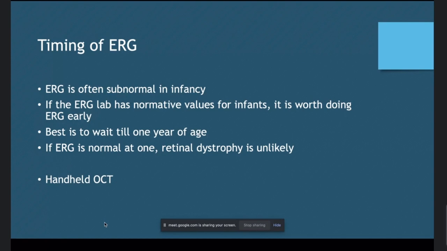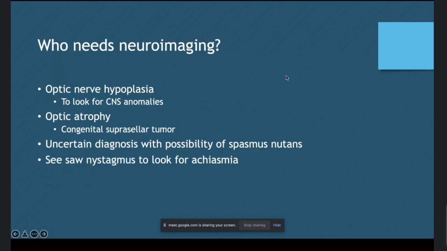At 1 year of age, if the ERG is normal, very, very unlikely that this is a retinal dystrophy. And if your center also has a handheld OCT, go ahead and get it because you will pick up all the foveal hypoplasias. So, go ahead and do the handheld OCT under EUA, if it is possible. So that clarifies the ERG, I hope.